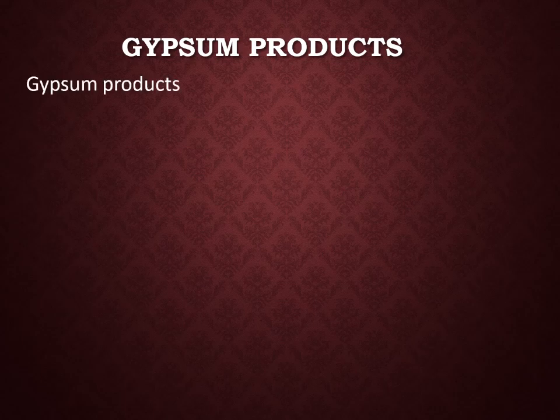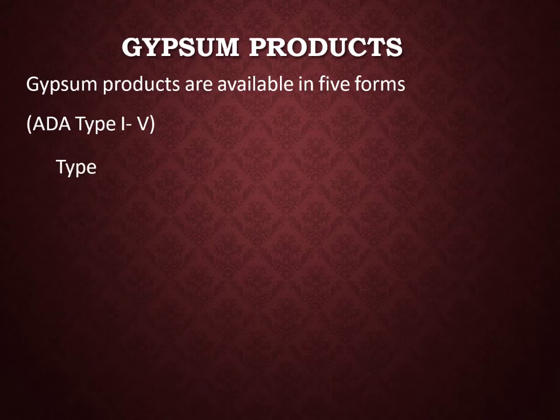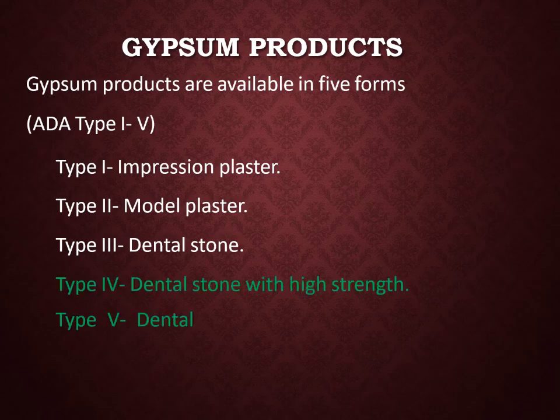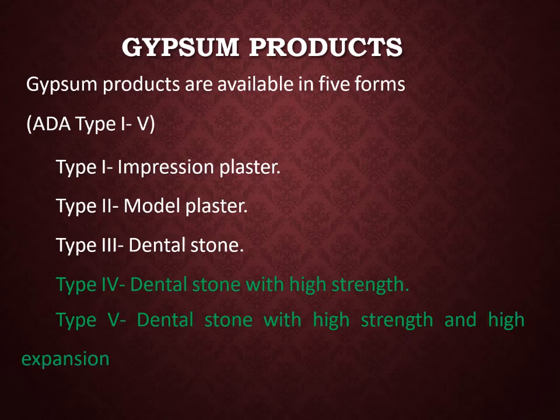Gypsum products. Gypsum products are available in 5 forms, from type 1 to 5. Type 1 impression plaster, type 2 model plaster, type 3 dental stone, type 4 dental stone with high strength, and type 5 dental stone with high strength and high expansion.